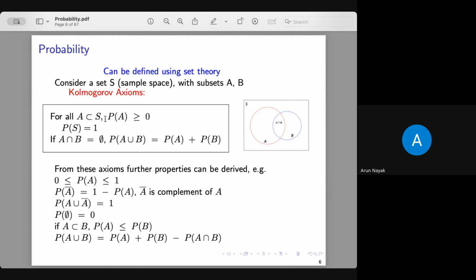Then from these axioms, you can derive further properties of the probabilities. So these are the other properties. You can say the probability of A always lies between 0 and 1 because it cannot be bigger than S, and the probability of A bar, which is S minus A, is 1 minus probability of A, because A bar is the complement of A, and so on. So you can get all these things.